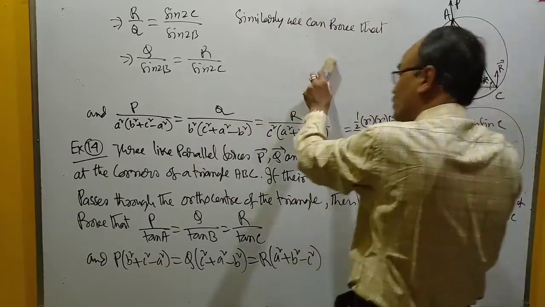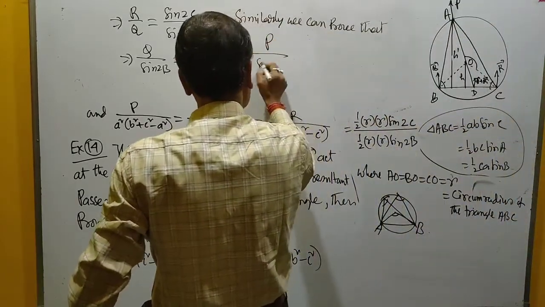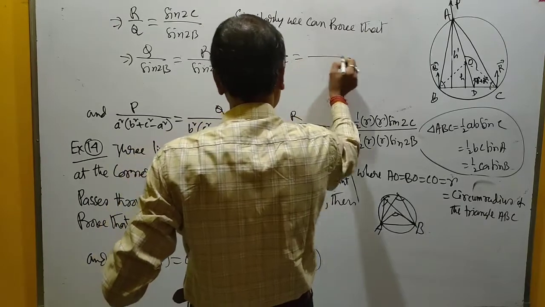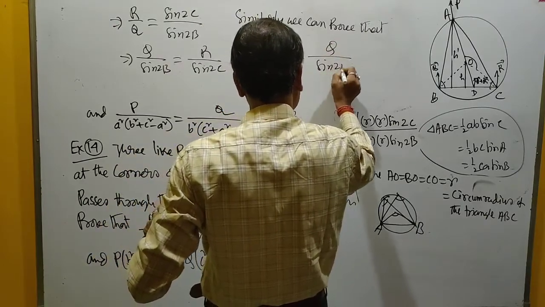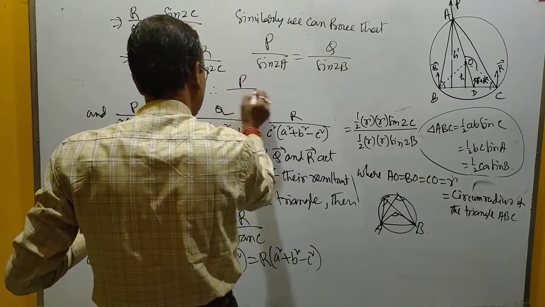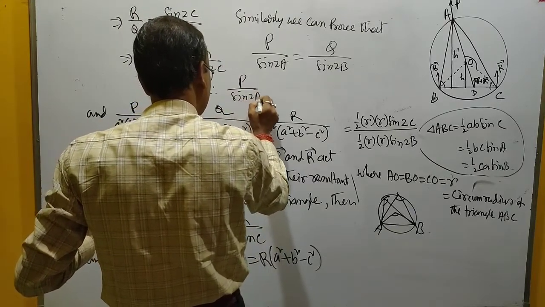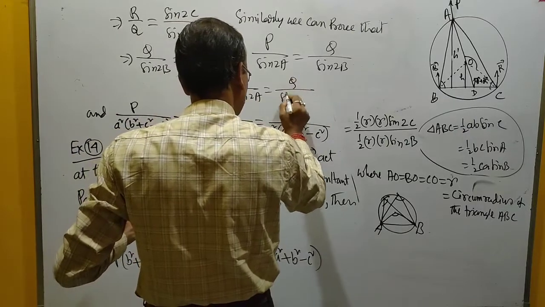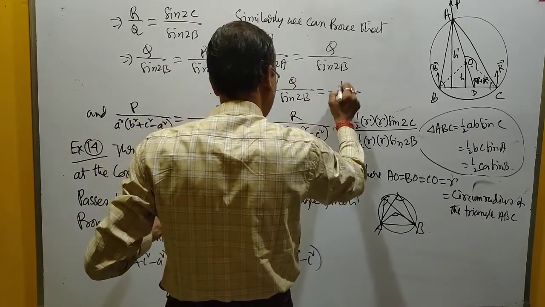P by sine twice A equal to q by sine twice B. Therefore, finally we will get p by sine twice A equal to q by sine twice B equal to r by sine twice C.